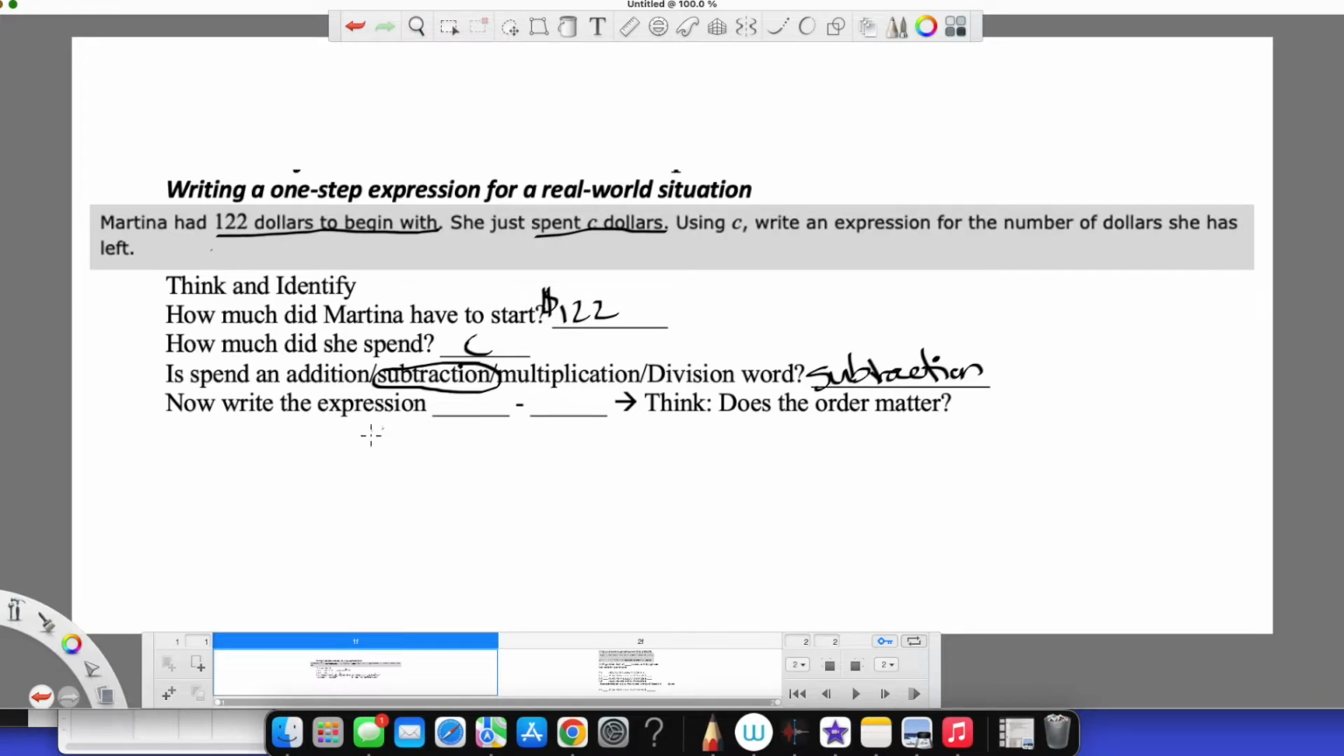So now we're going to write the expression. She had $122 and she spent C. And now we need to think, does the order matter? Meaning, can I go C minus 122? Well, we can't do that. The order in this case does really matter.